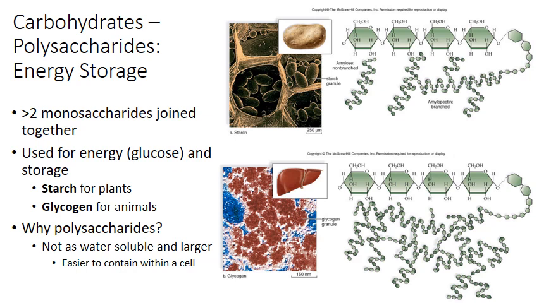For polysaccharides, when we have more than two joined together, they can be joined together in different ways. Up top, we have a starch, which is more organized than a glycogen down here. The glycogen looks kind of randomly linked together, whereas the starch is not. It's a little more orderly like this. And that's going to be a function of these different bonds between the individual monosaccharides.